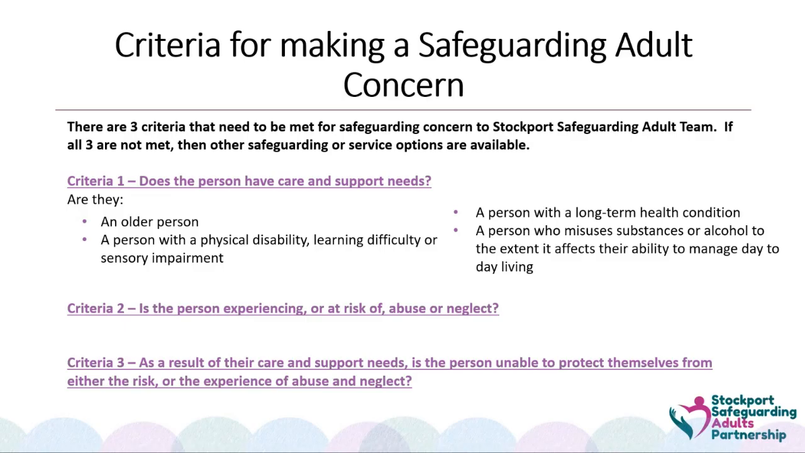And pulling this together, the third section looks at, as a result of their care and support needs, is that individual unable to protect themselves from either the risk or the actual experience of abuse or neglect? If we can answer yes to those three questions, then the threshold's been met and we can make a safeguarding adult concern to the local authority.